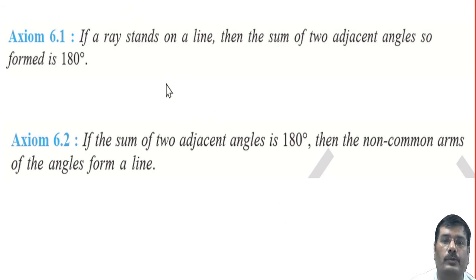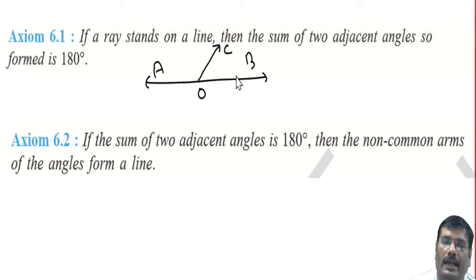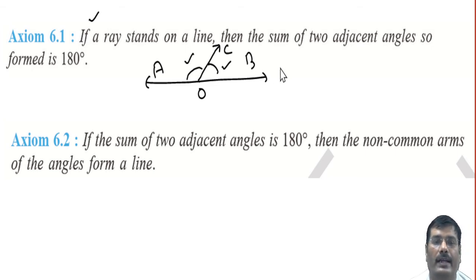How do you show that? Suppose that we have a straight line AB. A ray OC stands on it, so we have to show that. What is the theorem? If a ray stands on a line, then the sum of two adjacent angles so formed is 180 degrees. Here we observe that the ray OC stands on line AB, so the sum of this angle plus this angle is equal to 180 degrees.